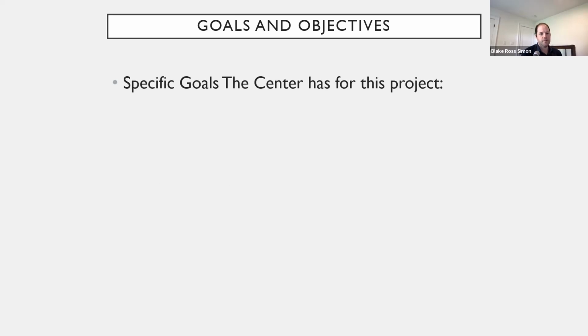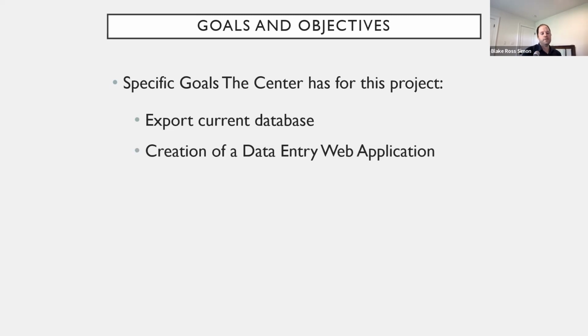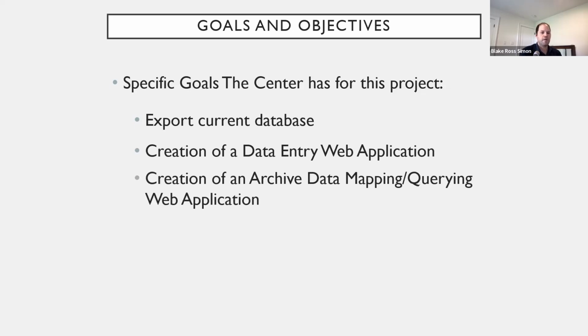So some specific goals that we set out. The first specific goal involved the database being exported from the university's Drupal system in an Excel format. The second goal was the creation of a data entry web application so that the staff can easily update the database. And the database I'm speaking of is going to be in the form of a hosted feature class on ArcGIS Online. Third, an archive data mapping querying web application was created to perform both simple and complex queries on the archive data, and it's going to display the results in both text and geospatial form.